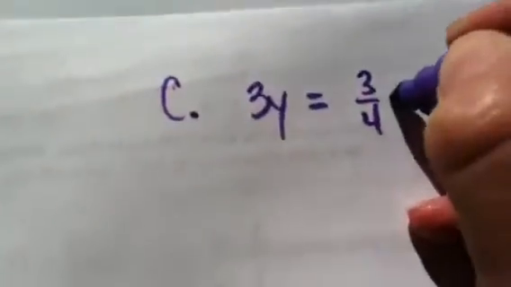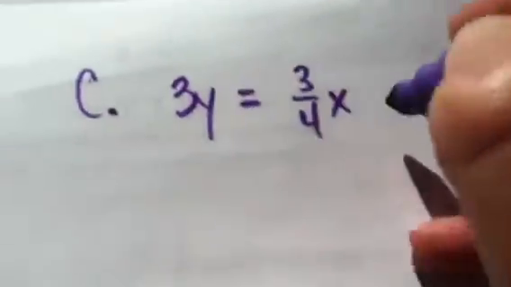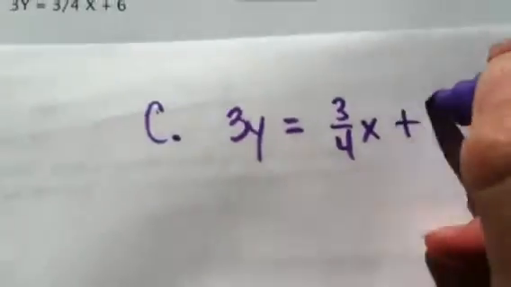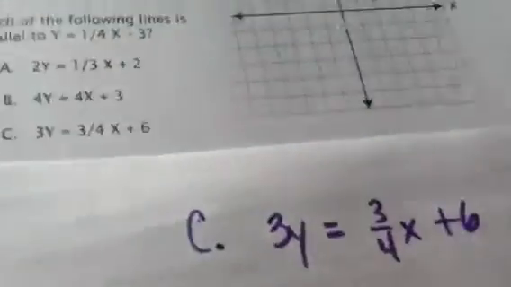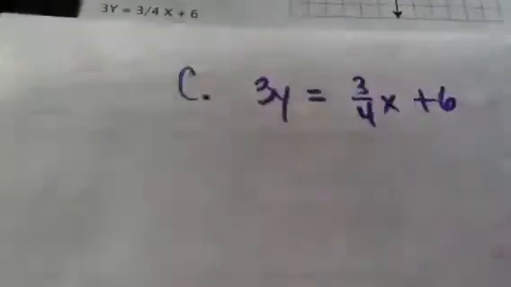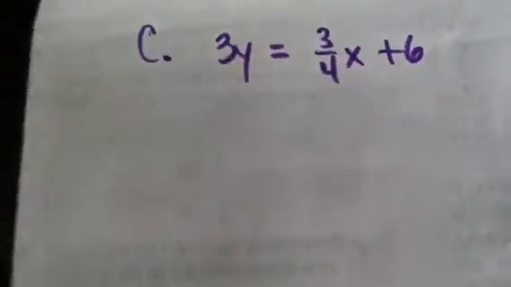Okay, C says this, 3y equals 3/4 x, I'm going to have to move, there's a glare, plus 6. So professionally done today. Let me move this a little bit so I can see if I can get out of the glare. I think a cloud or something just shifted or something.